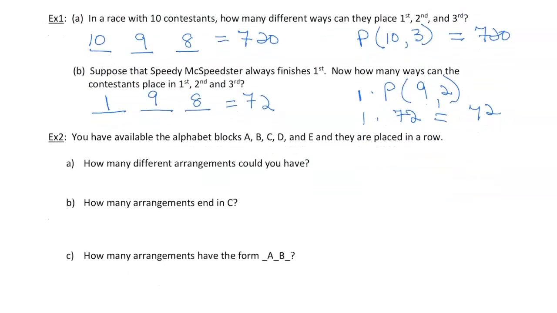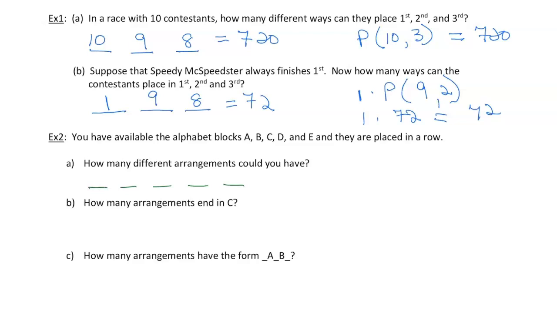You have available the alphabet blocks A, B, C, D, and E, and they are placed in a row. How many different arrangements could you have? Okay, the day one methodology, and I'll change color since it's another example, is you have 5 blocks. 1, 2, 3, 4, 5. There's my 5 blocks. And you put the first one down. Now, does order matter? You have to say yes, because the blocks have different letters. So it's going to look different depending on what order you put them in.